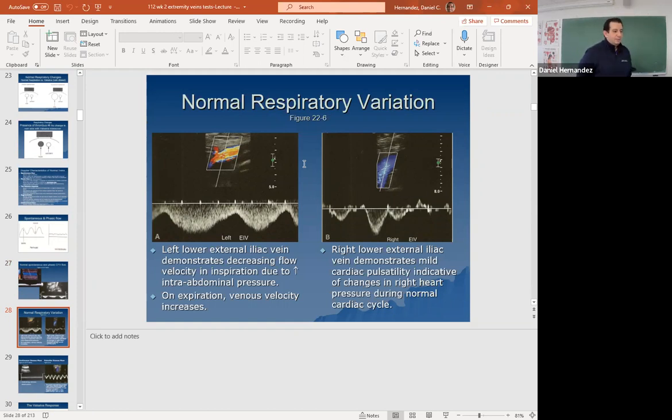So this is two images. The left lower extremity iliac vein demonstrates decreasing flow velocity in inspiration due to an increase in intra-abdominal pressure. On expiration, the velocities increase, so we get that phasicity. Over here, this is a right lower external iliac, demonstrates mild cardiac pulsatility. This can be indicative of changes in the right heart pressures during the normal cardiac cycle. So it is possible to see some pulsatility, particularly in these more proximal veins in the leg.